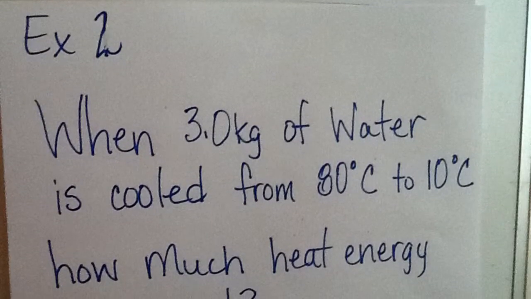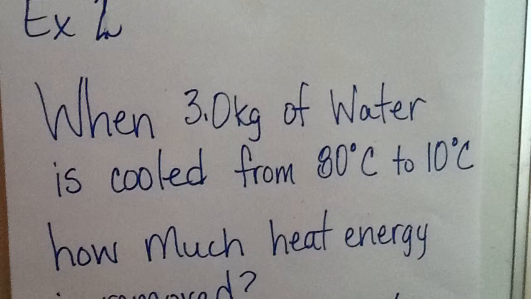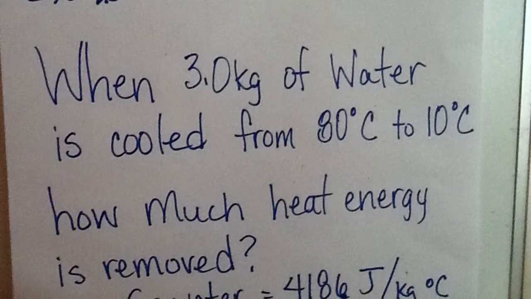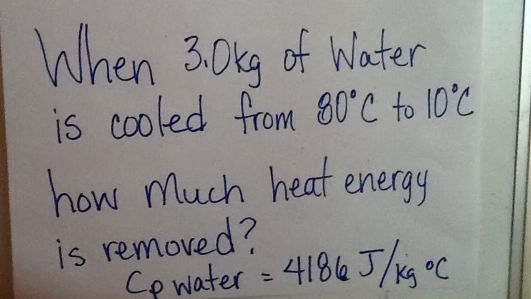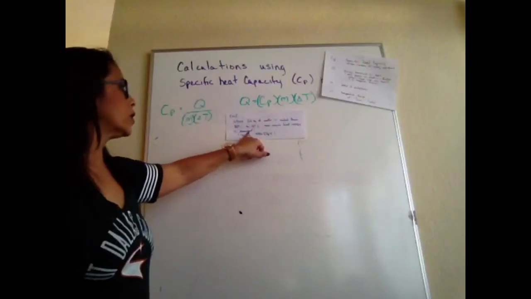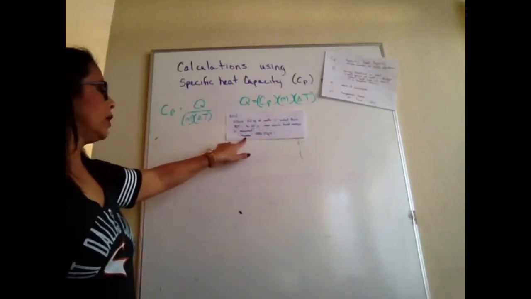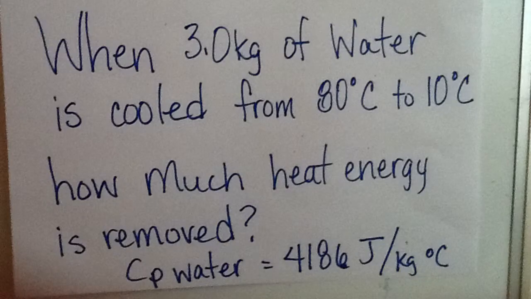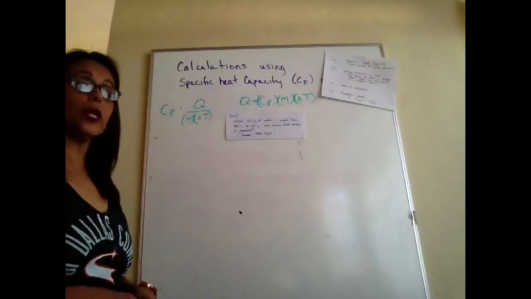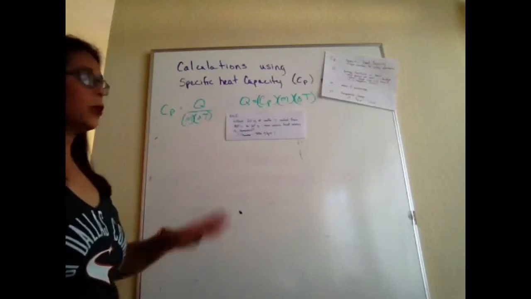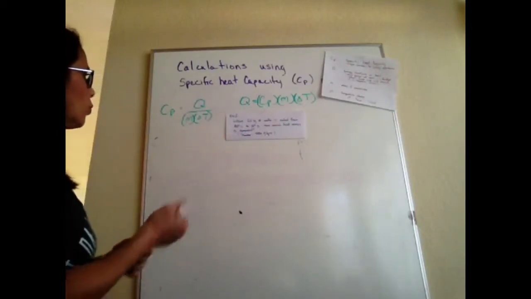If I have 3 kilograms of water that is being cooled from 80 degrees Celsius to 10 degrees Celsius, I want to calculate how much heat energy is removed. In other words, it's losing heat. My Cp of water is a known value of 4,186 joules per kilogram degrees Celsius. These variables are measured in a different unit instead of grams. Now we have kilograms, but the process is still the same. So let's go through this.